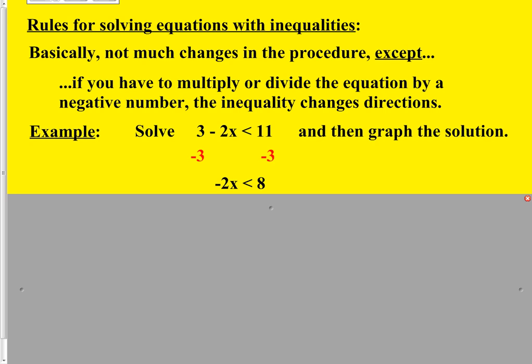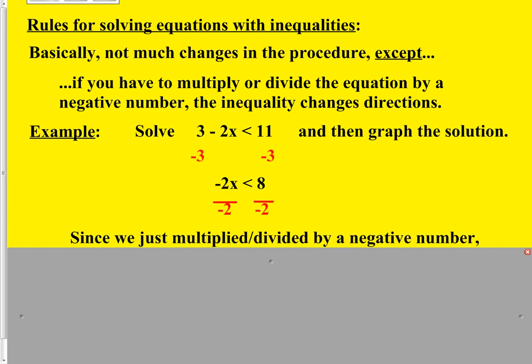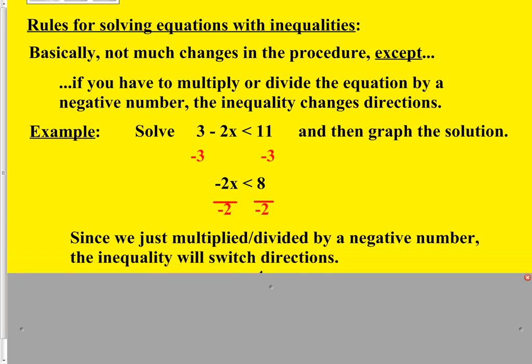Now we have negative 2x's. We don't want negative 2 of them. We just want positive 1. So we would divide both sides by negative 2. And that will give us x on the left and negative 4 on the right.